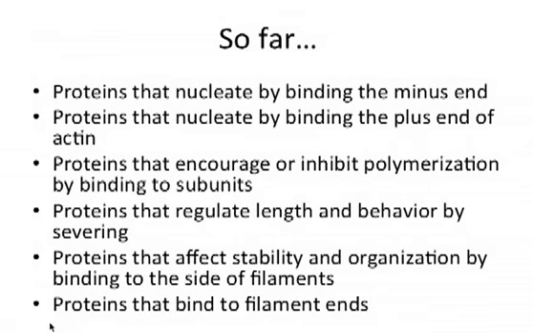Okay, good. So far, we learned about the actin and the tubulin and intermediate filaments. So then we started talking about all these proteins that regulate cytoskeletal dynamics, regulate whether something's going to be growing, whether something's going to be shrinking, whether something's going to be on, off, whatever. And then you can put them in categories, right? We've got our proteins that nucleate by binding to the minus end. Proteins that nucleate by binding to the plus end of actin.